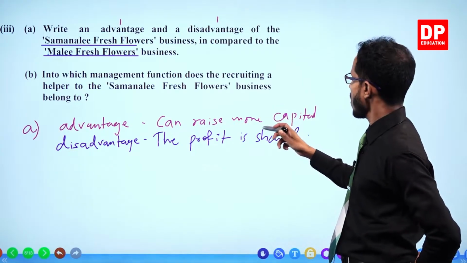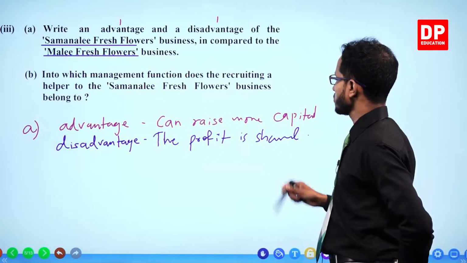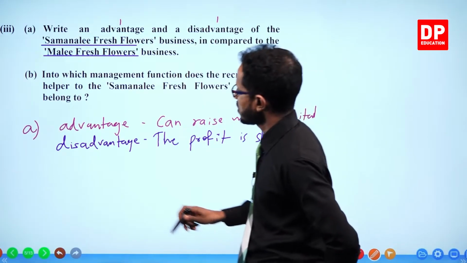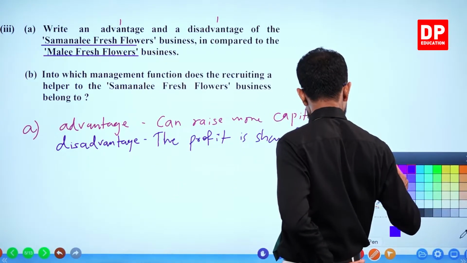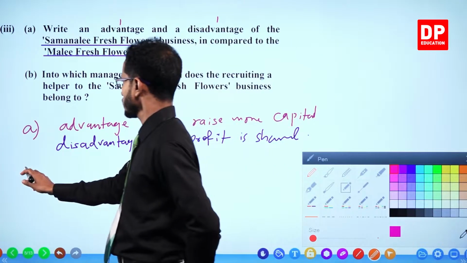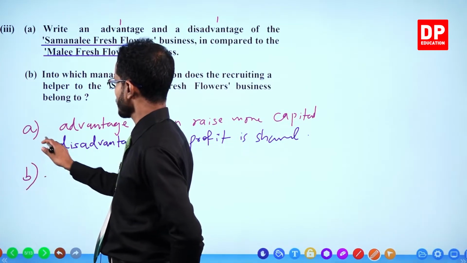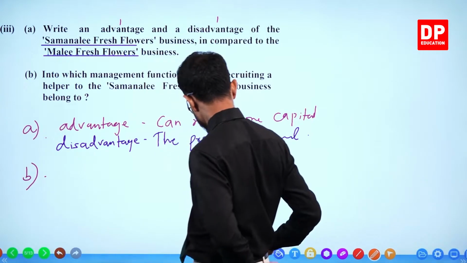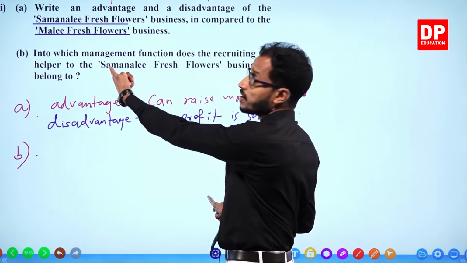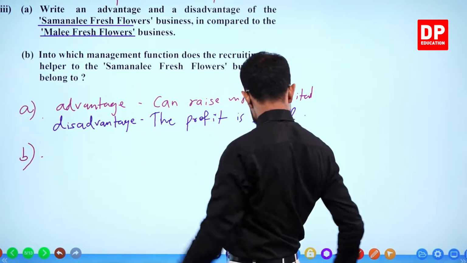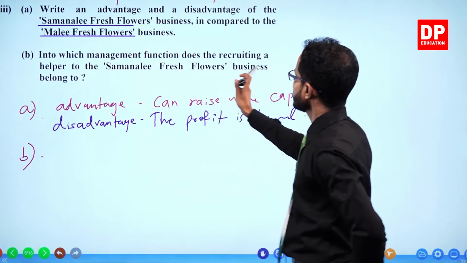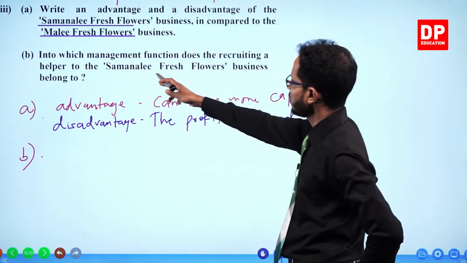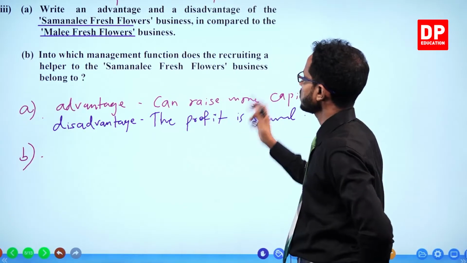Advantage, disadvantage. B part. Read it, children. Read it. Which management function does the recruiting of the helper to Samanali Fresh Flowers belong to?